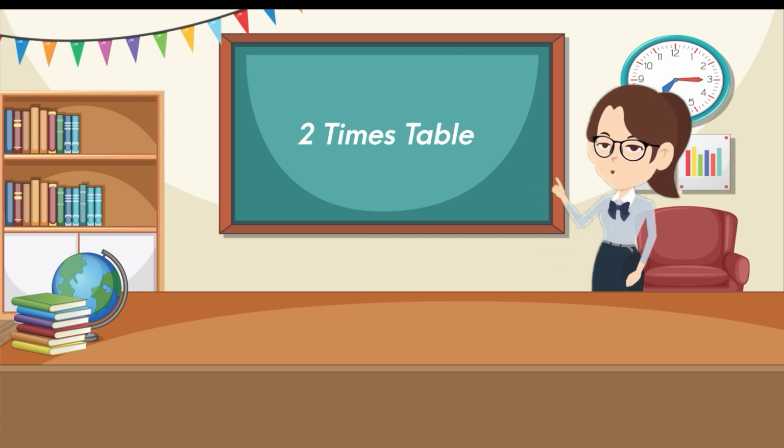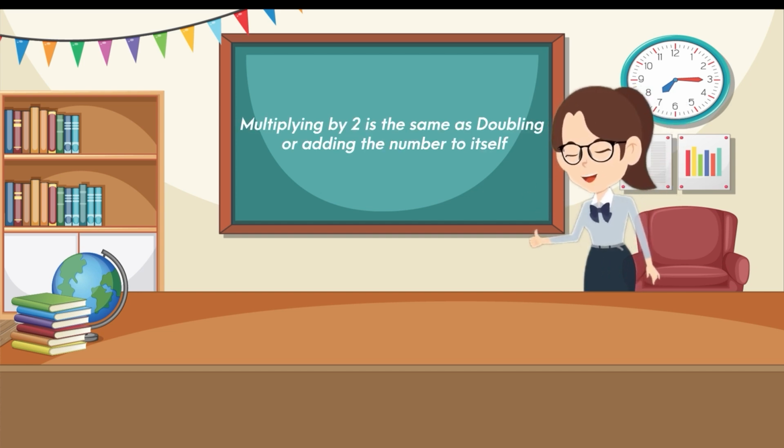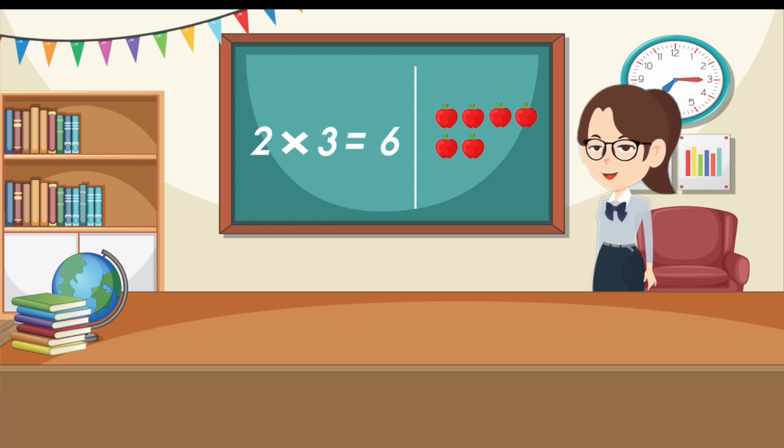2 times table. Multiplying by 2 is the same as doubling or adding the number to itself. 2 into 1 is equal to 2. 2 into 2 is equal to 4. 2 into 3 is equal to 6. 2 into 4 is equal to 8. 2 into 5 is equal to 10.